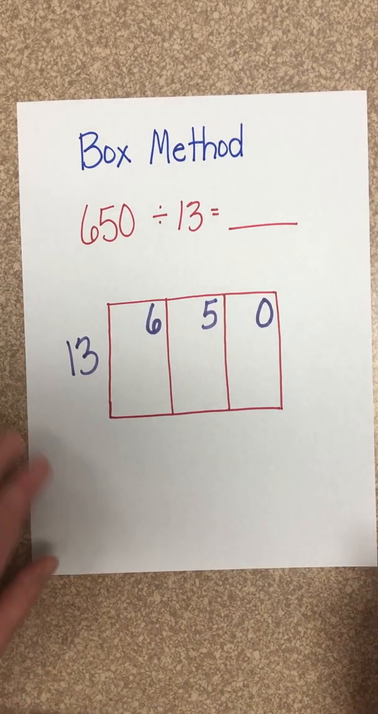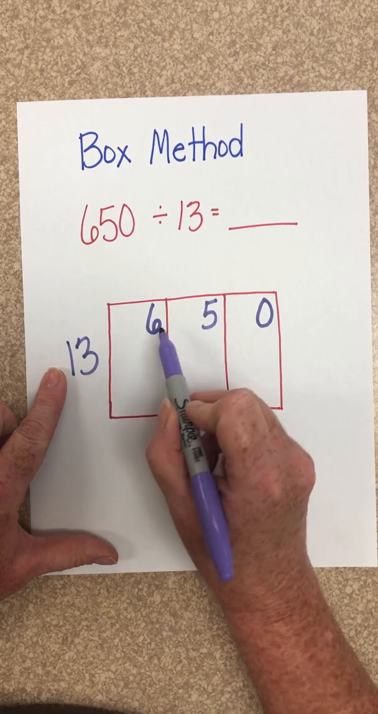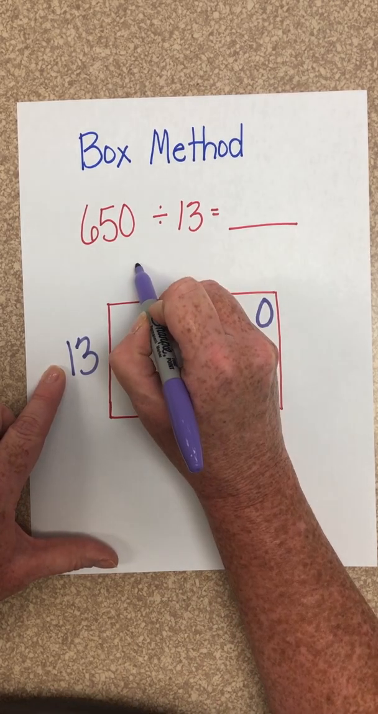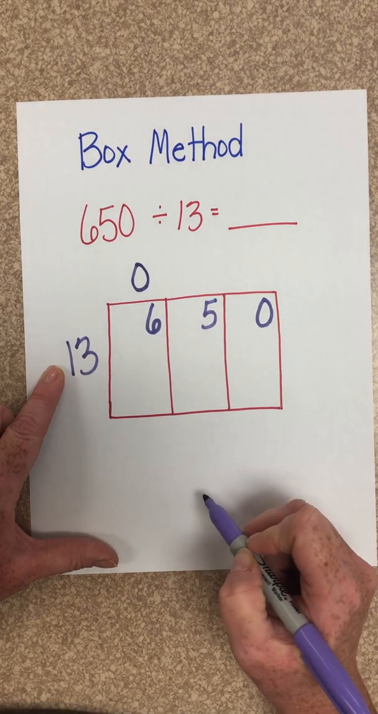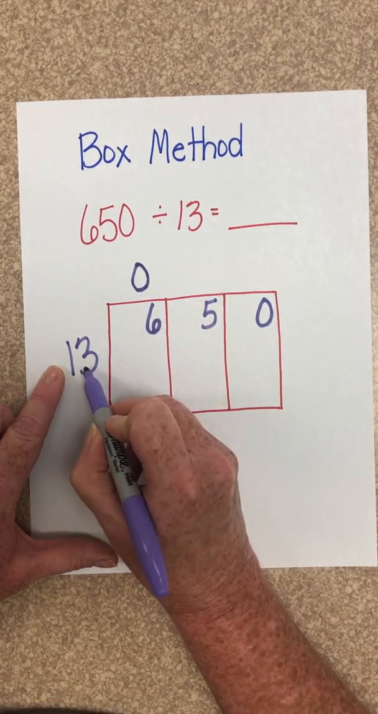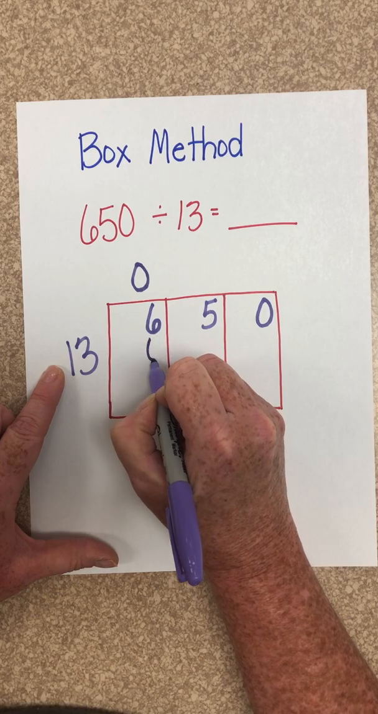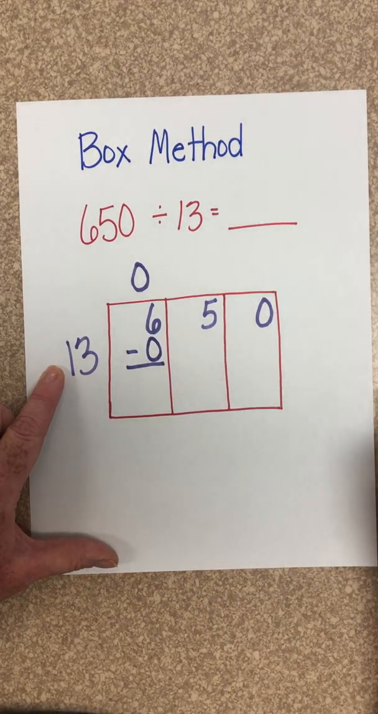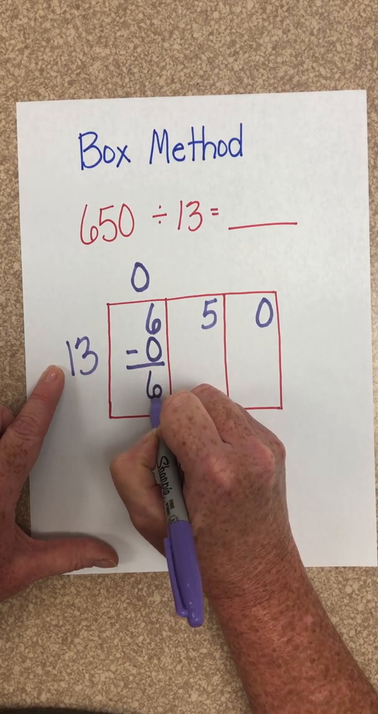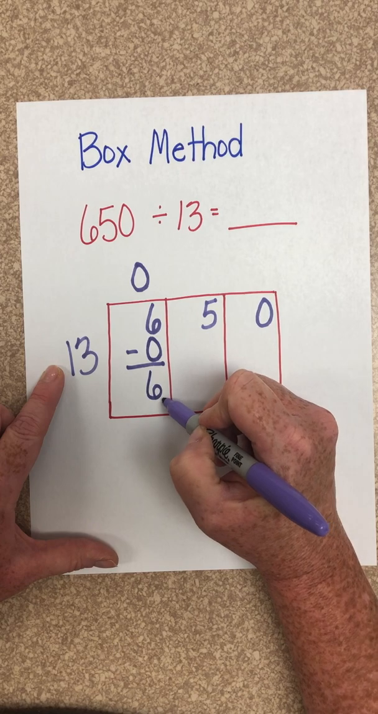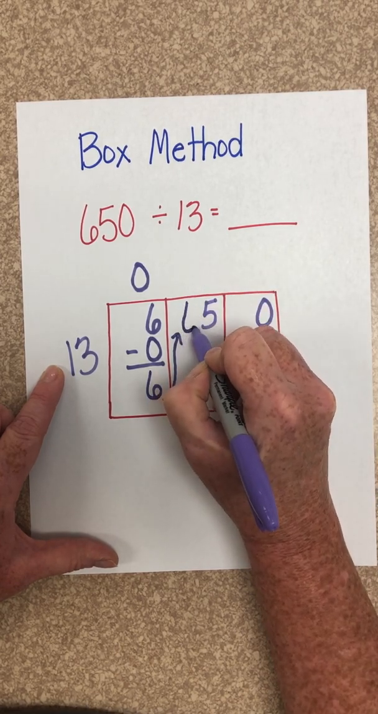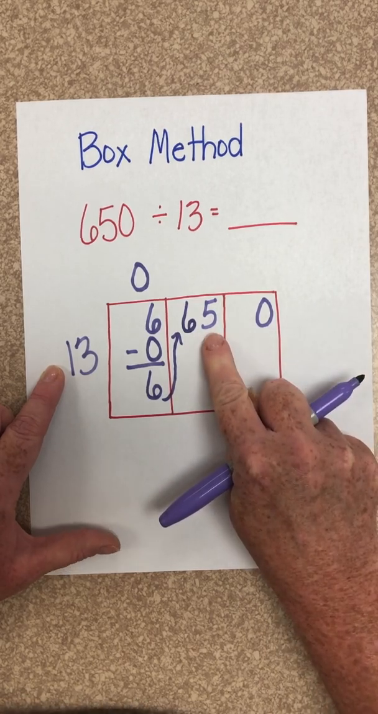Let's begin. How many 13s can we get out of 6? Well, 0. 0 times 13 is 0. And now let's subtract. 6 minus 0 is 6. But now we're going to carry that number to the next column and put it in front of the 5. So now we have 65.